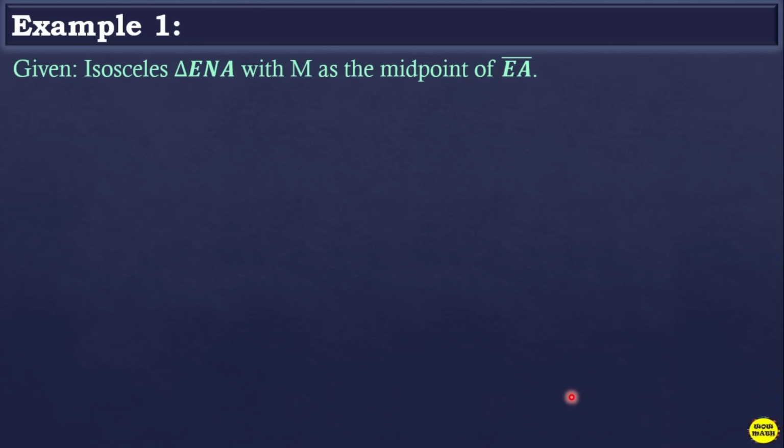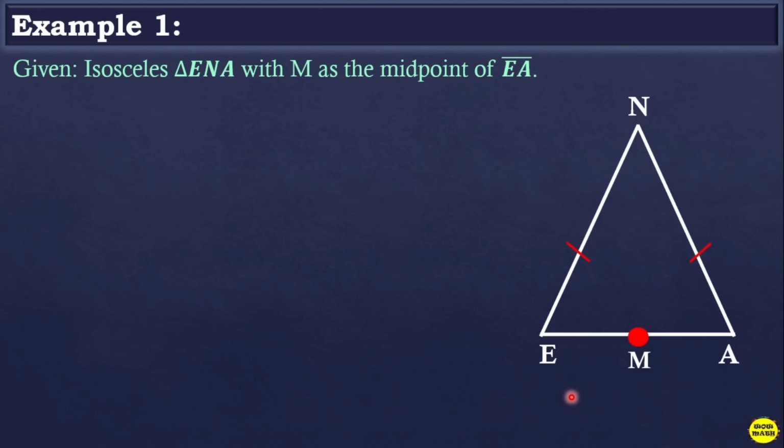Let's have another example. So, I have here an isosceles triangle ENA with M as the midpoint. So, pag sinabi nating midpoint, pinakagitna yan ni segment EA. Now, based dito sa given natin na illustration, we can say that these two angles are congruent. Why? These are called base angles. Paano natin nasabi that these two angles are congruent?